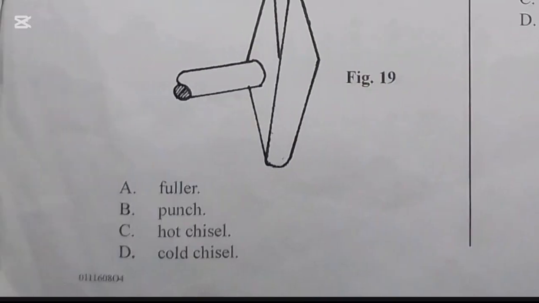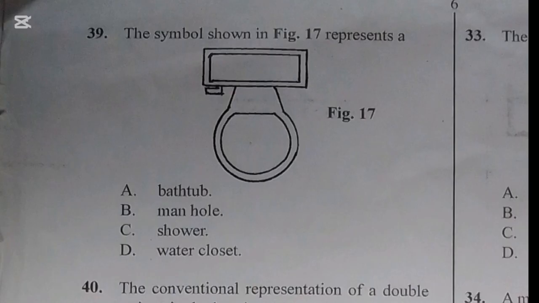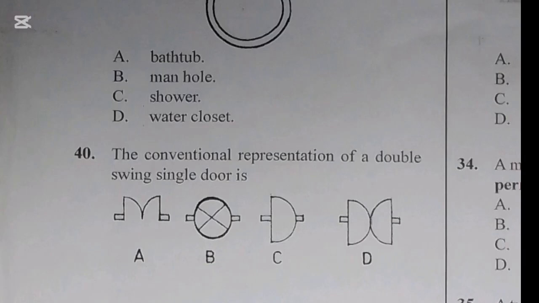Then question 39. The symbol shown below. This is water closet, D. So 39 is D. Then 40, the conventional representation of a double swing single door. Now you have to be careful here. It's tricky as well. The question said double swing single door. So for double swing single door, the answer is C there.